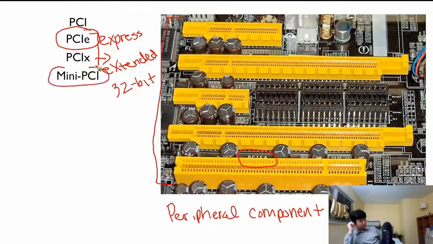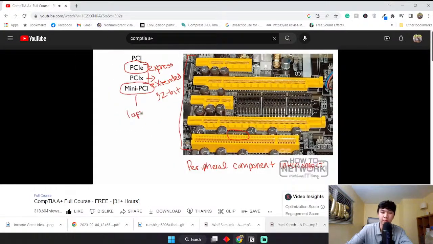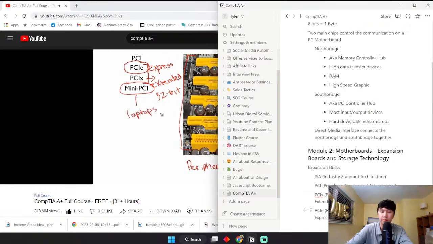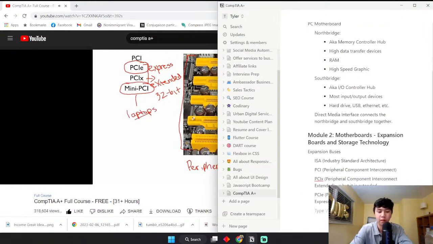Now, Mini PCI, as the name implies, was created specifically for laptops and also smaller computers. And it has less to do with the physical size than it does with the architecture, which is made to be smaller, so it could fit on laptop motherboards.